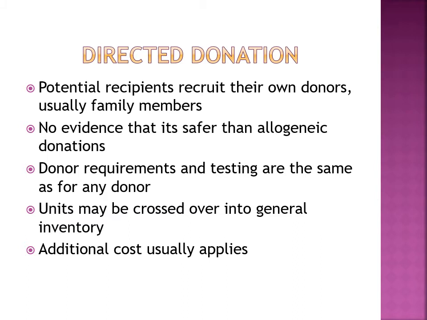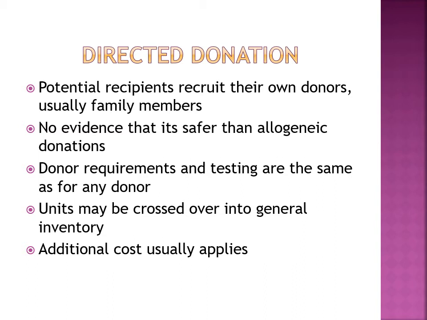For directed donations, potential recipients recruit their own donors, which are usually family members. You hear Aunt Susan has a surgery coming up and you want to go donate for her, which is all well and good, but there's no evidence that it's any safer than an allogeneic donation. The donor requirements and testing are the same as for any other donor. These units may be crossed over into general inventory because if Aunt Susan ends up not needing the surgery, or the doctor says we don't need those units anymore, we can then put them in regular inventory.